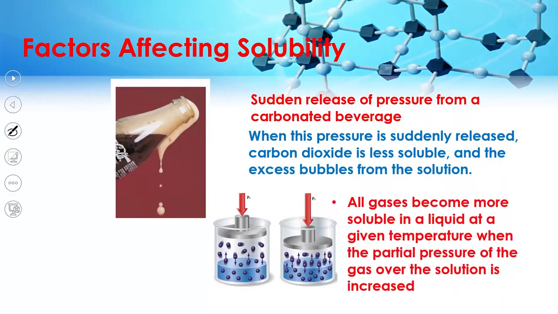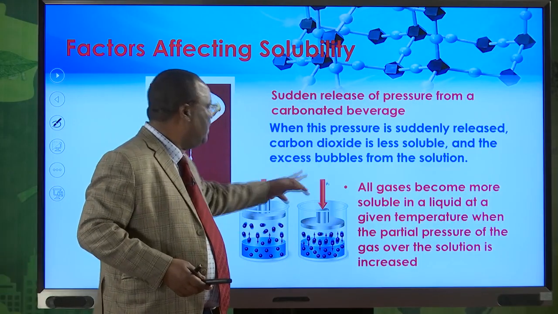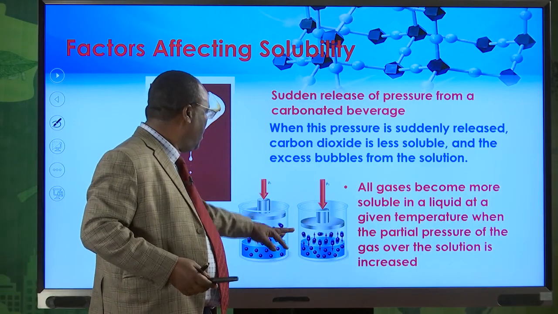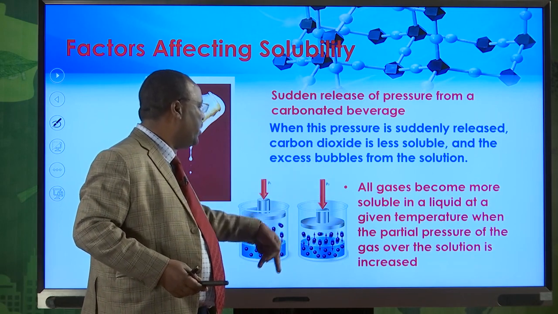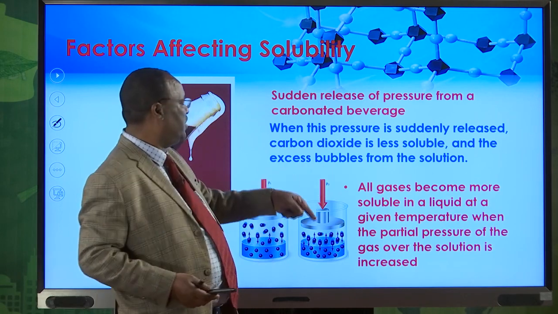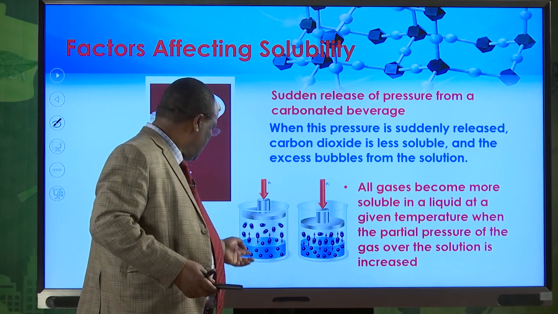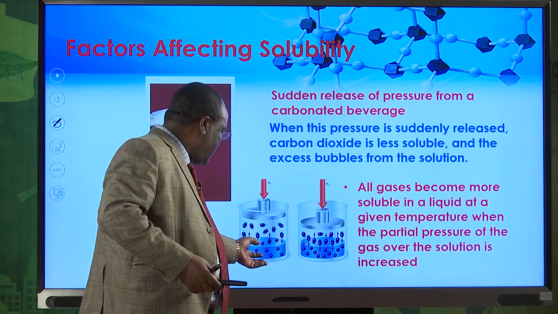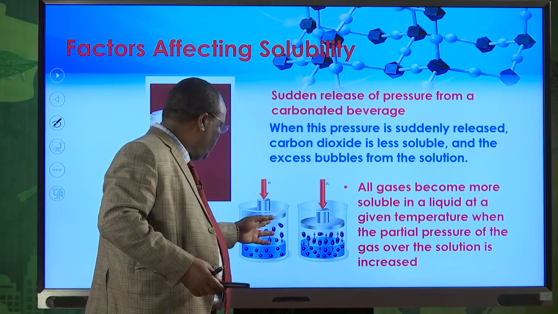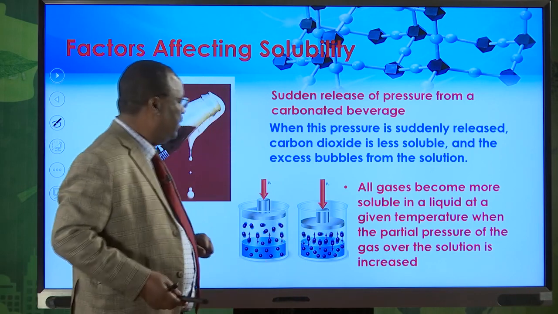So look at this one, the difference between the two. Pressure 1, pressure 2. Pressure 1 is less than pressure 2. All gases become more soluble in liquid at a given temperature when the partial pressure of the gas over the solution is increased. That is, the number of molecules of gas above the solution increases.